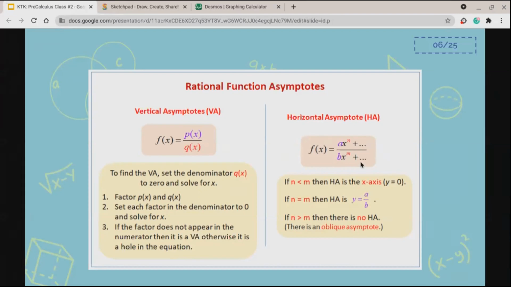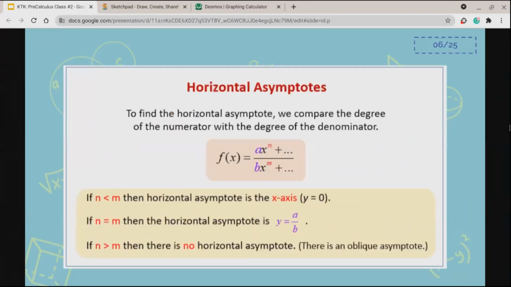As for horizontal asymptotes, we've got that on the next slide. We compare the degree of the numerator to the degree of the denominator. If n, the numerator's degree, is less than the denominator's degree, then the horizontal asymptote is just the x-axis, which is y equals 0. If they are equal, then the horizontal asymptote is y equals a over b. And if n is greater than m, then there's no horizontal asymptote. Rather, we will have an oblique asymptote, which we're going to go over later, possibly not in this class.